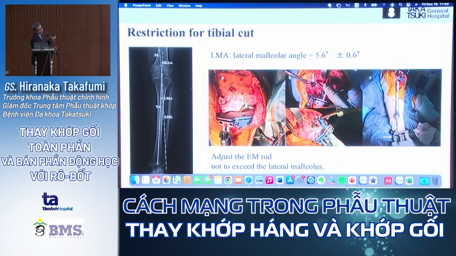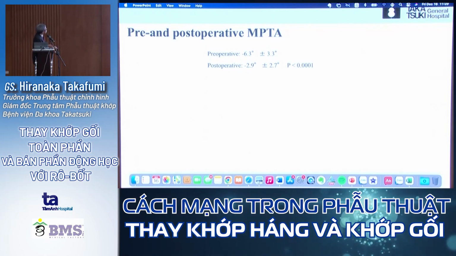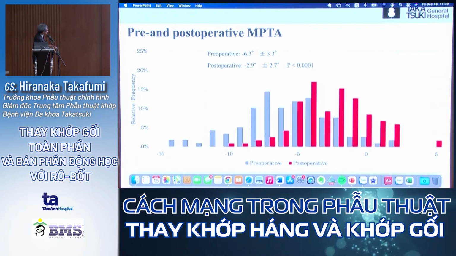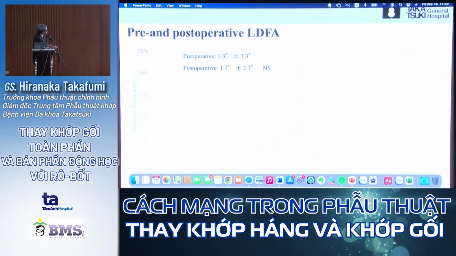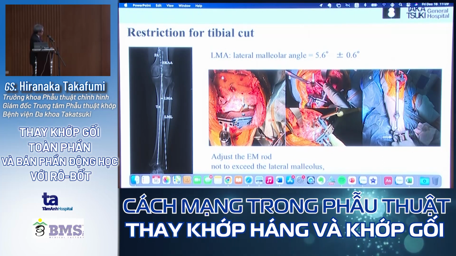But the problem is, to do kinematic alignment, we need a computer device such as PSI, robot, or navigation. So I devised a mechanical-based kinematic alignment. I measured the lateral malleolar axis. I measure the angle between the tibial mechanical axis and the line from the knee center to the lateral malleolus. This angle is on average 5.5 degrees.